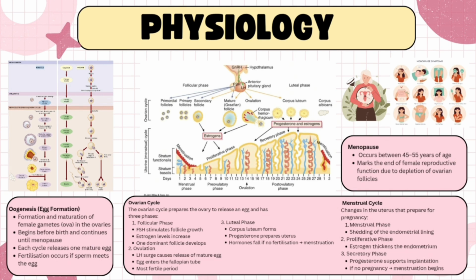Last but not least, we have menopause, which usually occurs between the ages of 45 and 55 years old. It marks the end of female reproductive function due to the depletion of the ovarian follicles, when ovulation stops and the menstrual cycles permanently cease.